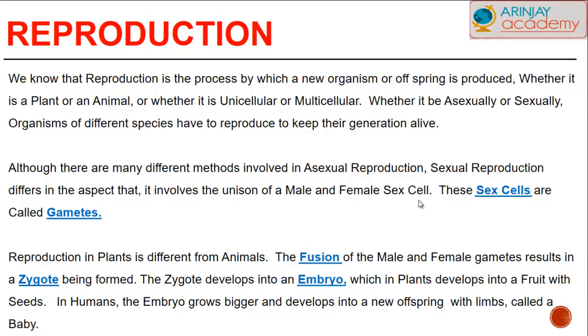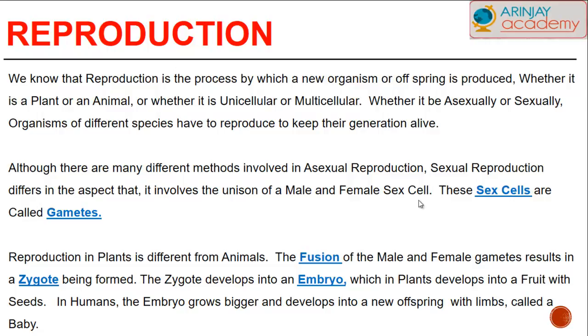Reproduction is the process by which a new offspring or a new organism is produced, whether it is a unicellular or multicellular organism, plant or animal, and whether it is asexually or sexually. Organisms of different species have to reproduce to keep the generation alive. What involves sexual reproduction is a male and a female sex cell. These sex cells are called gametes.